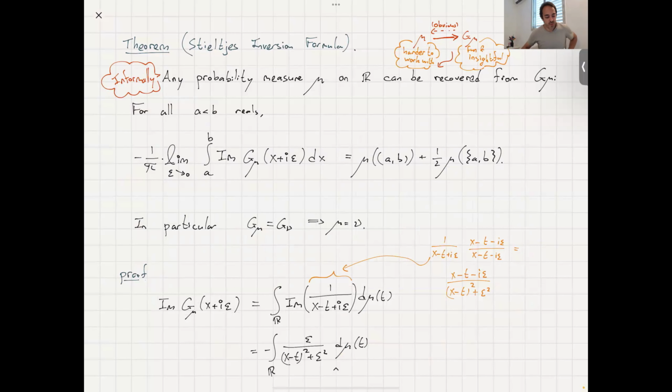And this theorem is called the Stieltjes inversion formula. I think that's a Dutch name, so I probably don't pronounce it correctly. I'm sorry. Informally speaking, the theorem tells you that you can recover the probability measure mu from the Cauchy transform.